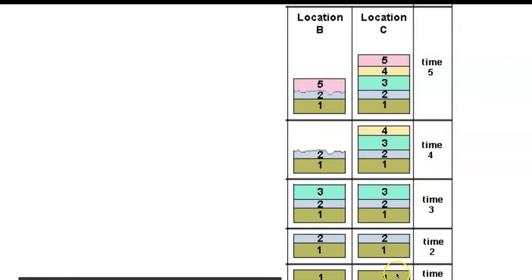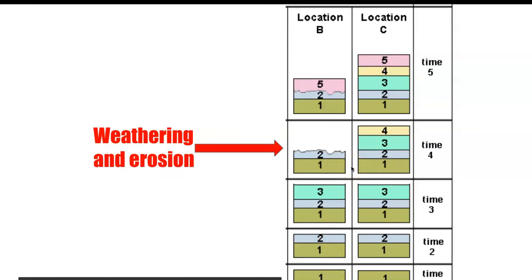Here's another example. So initially you had one layer of rock laid down, and then 2 and 3. But something happened at time 4, some sort of weathering and erosion at location B that caused not only layer 3 to be worn away, but also layer 4 never formed. So maybe this was another example of a river being in that area. So it was flowing quickly over the rock, wore away one layer, and didn't allow a second layer to form.